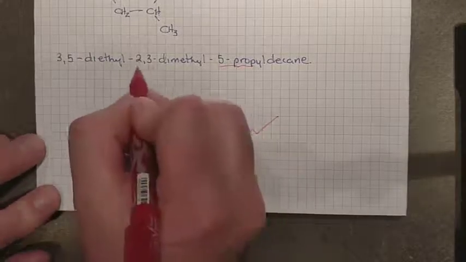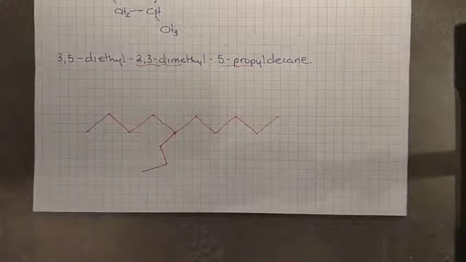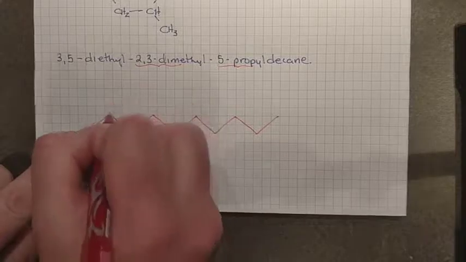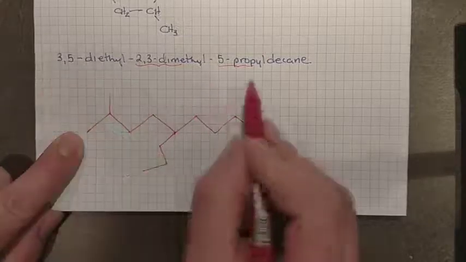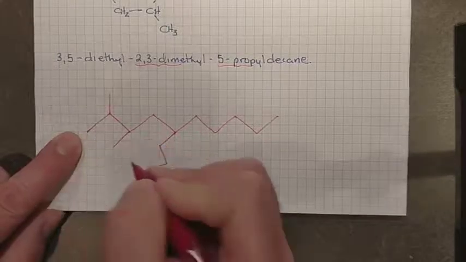I have at carbons 2 and 3, 2 single carbon methyl groups. So we said this was 1. So at 2, I have this. It's the only 2 I see in the number. And at 3, I have 1.